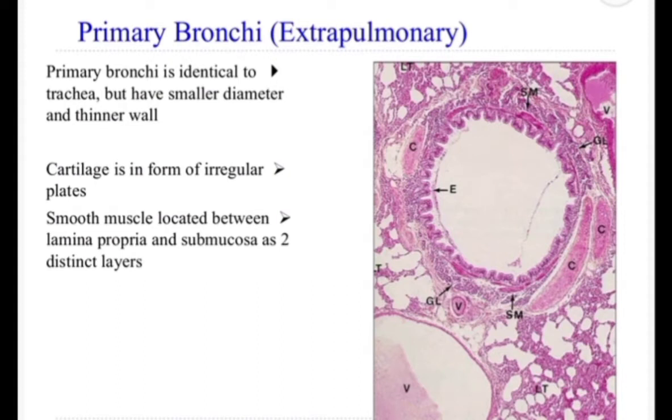Now this is the primary bronchi, extrapulmonary. We can call these the extrapulmonary bronchi, and they are identical to the trachea as regards their microscopic structure, but they have a smaller diameter and thinner wall. Cartilage is in the form of irregular plates. Instead of a C-shaped ring, there are plates of cartilage. The smooth muscles are located between the lamina propria and the submucosa. There are two distinct layers of smooth muscle.